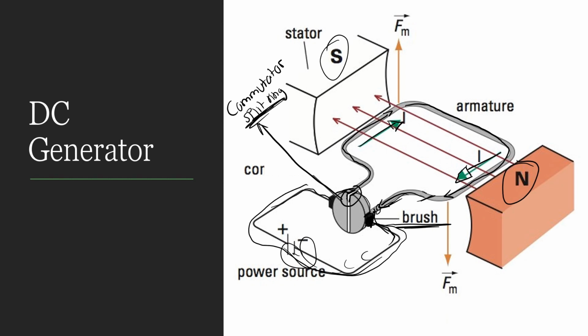And those red lines show the magnetic field. They show the direction of the magnetic field. The direction of the magnetic field flows from north to south.